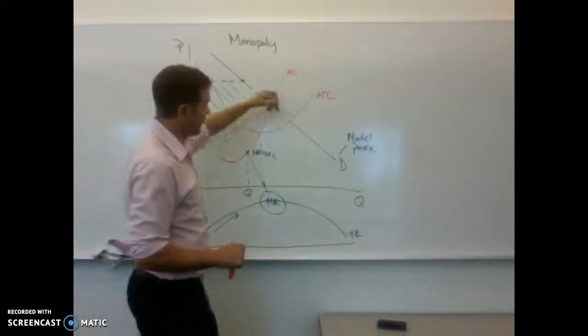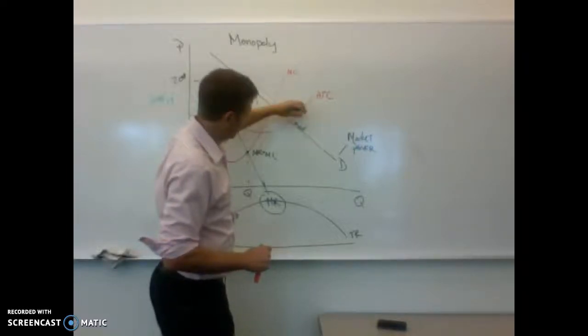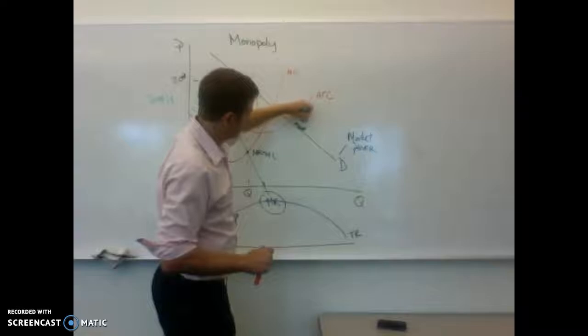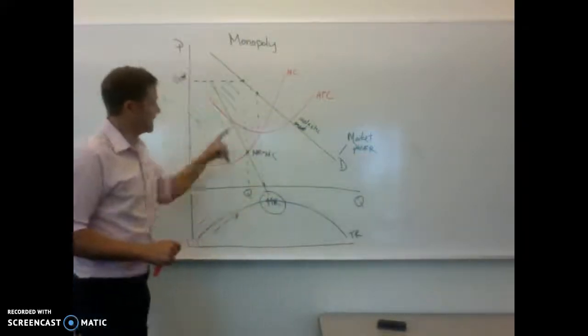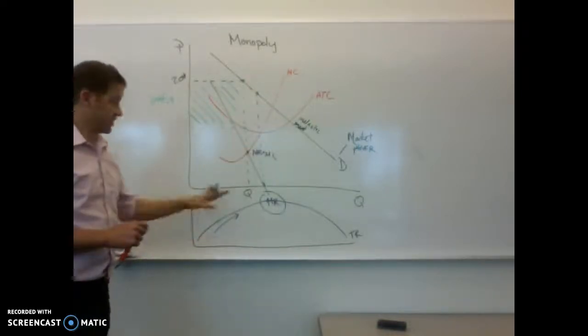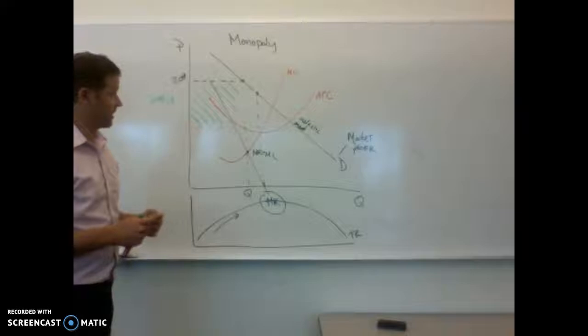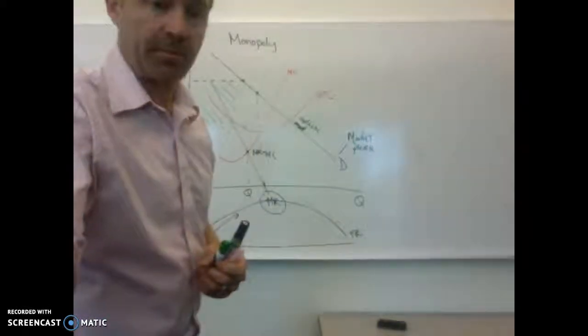This is called the inelastic portion. We know that from previous lectures. This is the inelastic portion from here to here, and we know that they will not produce in there. So that's a special point to think about as well.